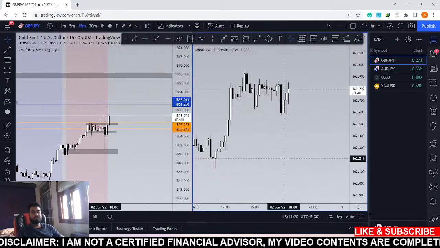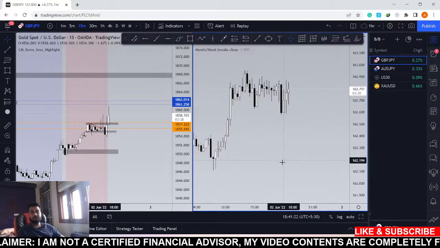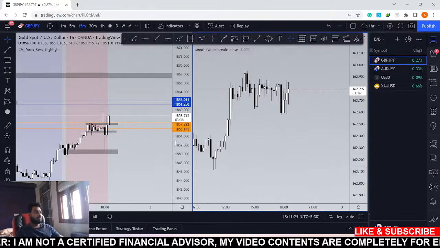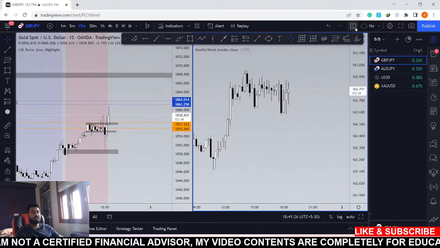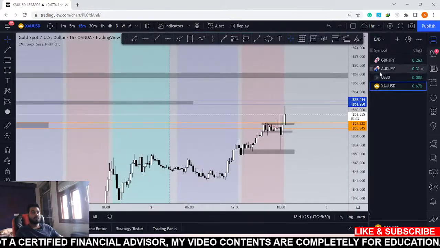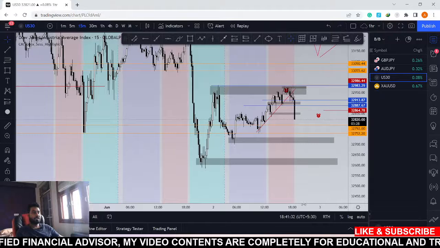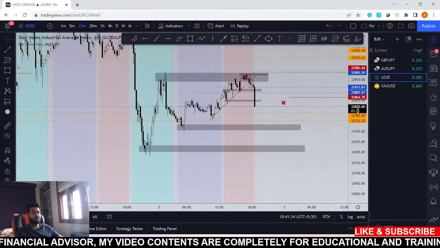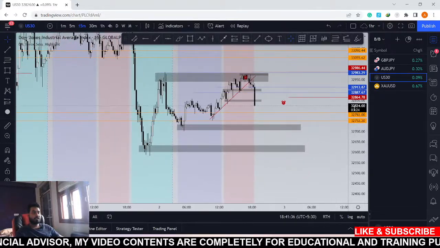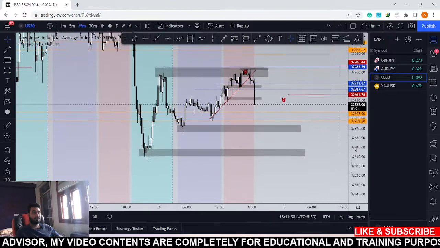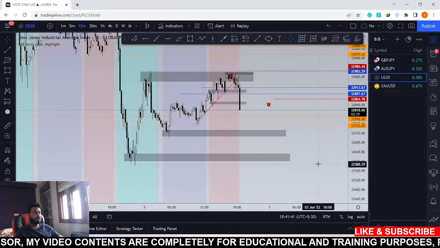DJ is also in the range. So right now, the most eligible pair is US 30. You can see it is making a smooth move to the down. So let's wait for more 3 minutes for placing an entry.